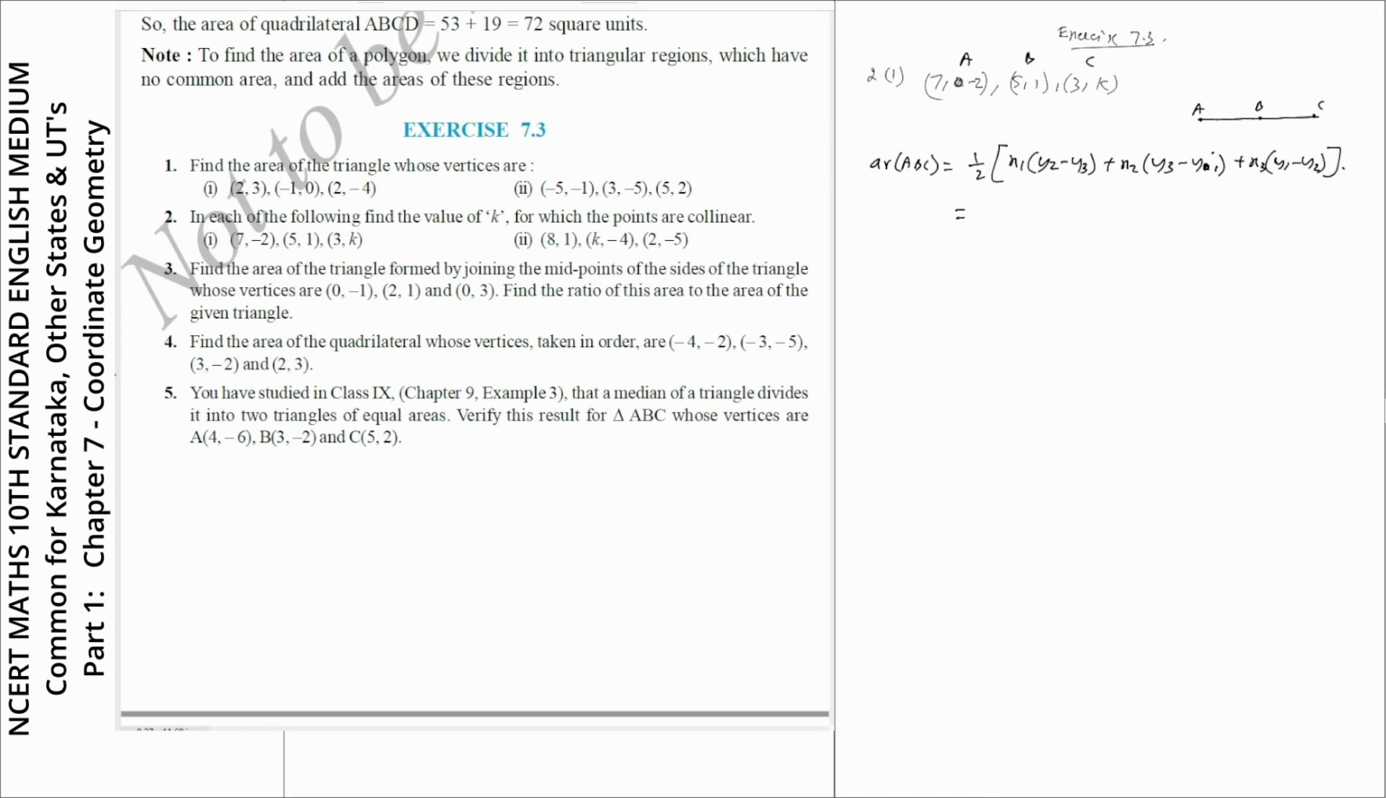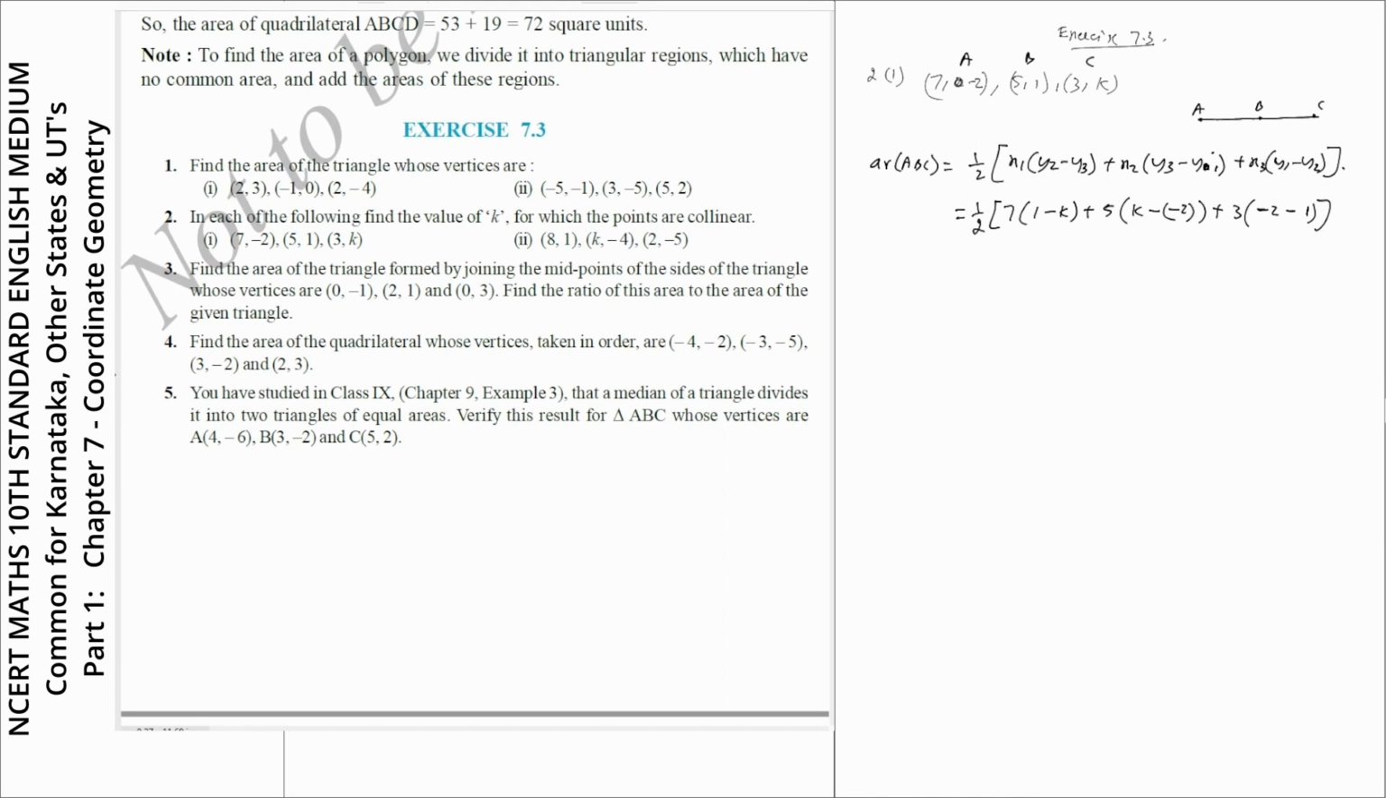Now substitute the values of x and y. So this is half. x1 is 7, that is the x coordinate of A. So 7 into y2 minus y3. y2 minus y3 is 1 minus k, plus x2 is 5. y3 is k minus y1. y1 is minus 2. So k minus of minus 2. Okay, then plus x3. x3 is 3 into y1. y1 is minus 2, minus 2 minus of y2. y2 is 1. So this I'll get.